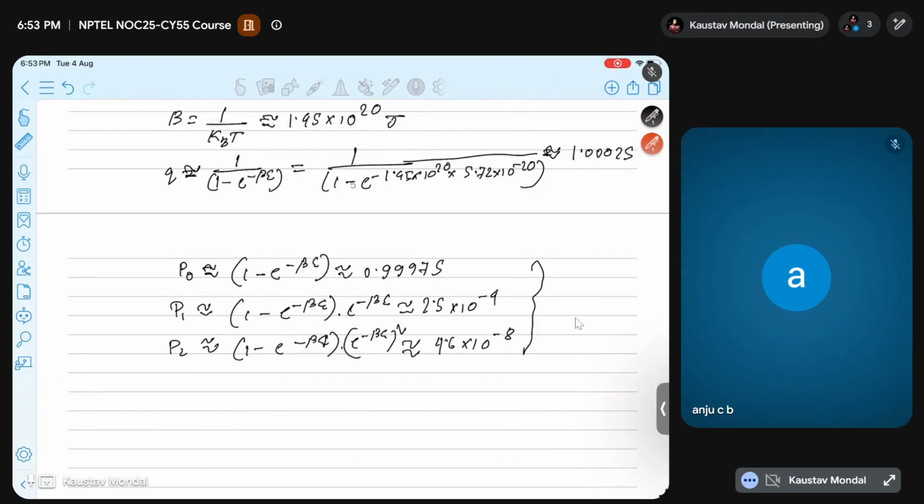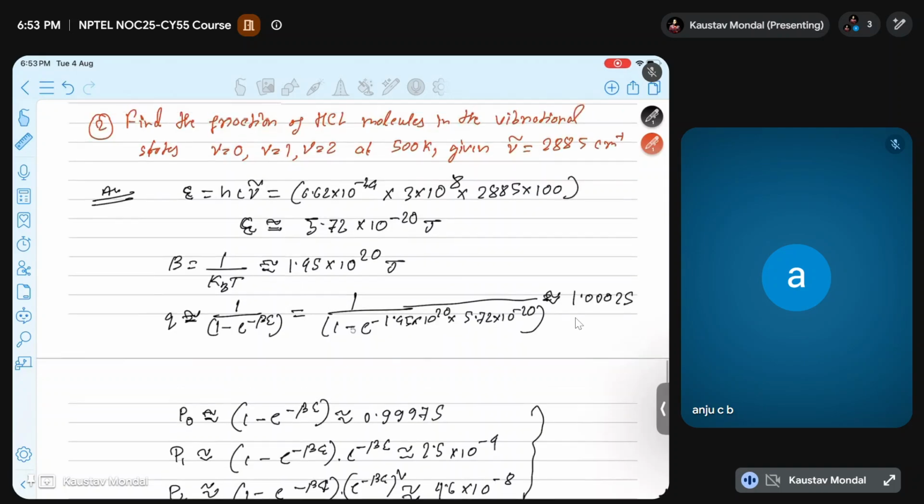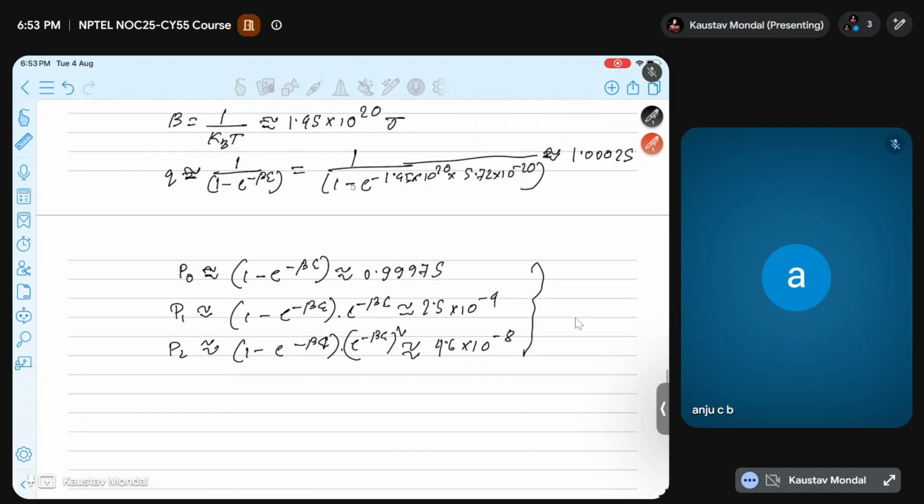So far you can see, since the temperature is not that high, most of the molecules are distributed in the ground state. There are very small fractions in the higher excited states. So now let's take a problem where we will consider a bit higher temperature.